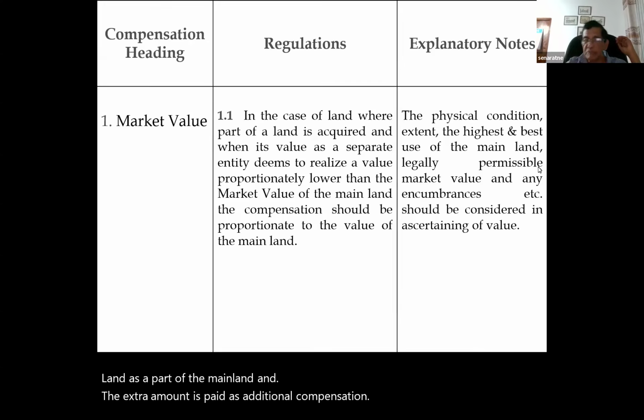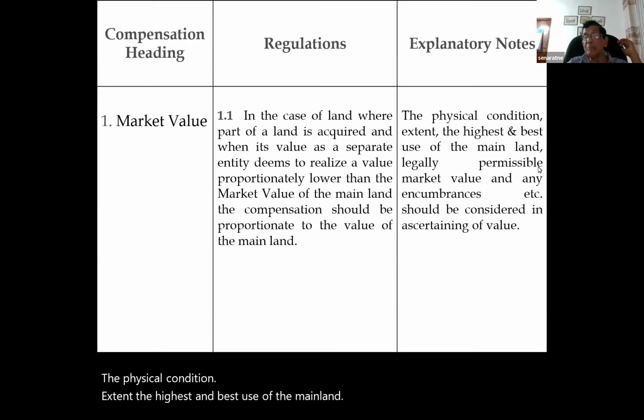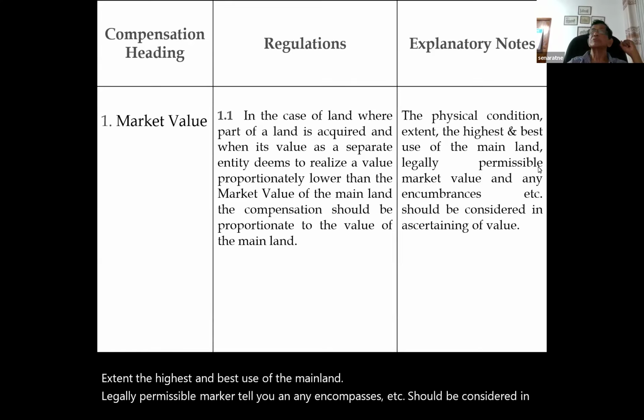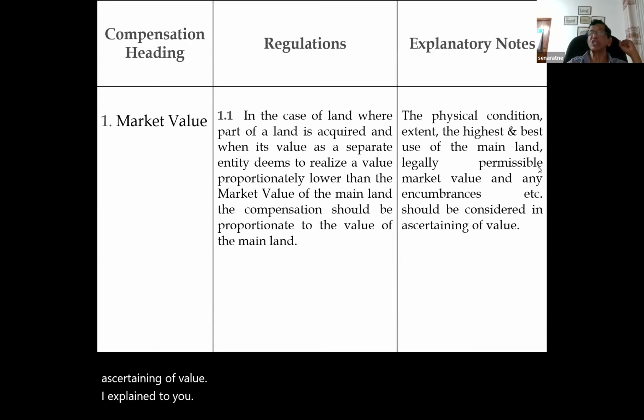Just look at the explanatory notes. The physical condition, extent, the highest and best use of the mainland, legally permissible market value, and any encumbrances, etc., should be considered in ascertaining the value. I explained to you how legal encumbrances are created. If a land is legally encumbered, then we have to take that into account as part of the value of the mainland. Okay. And I am not going to explain what is highest and best use since you already know.